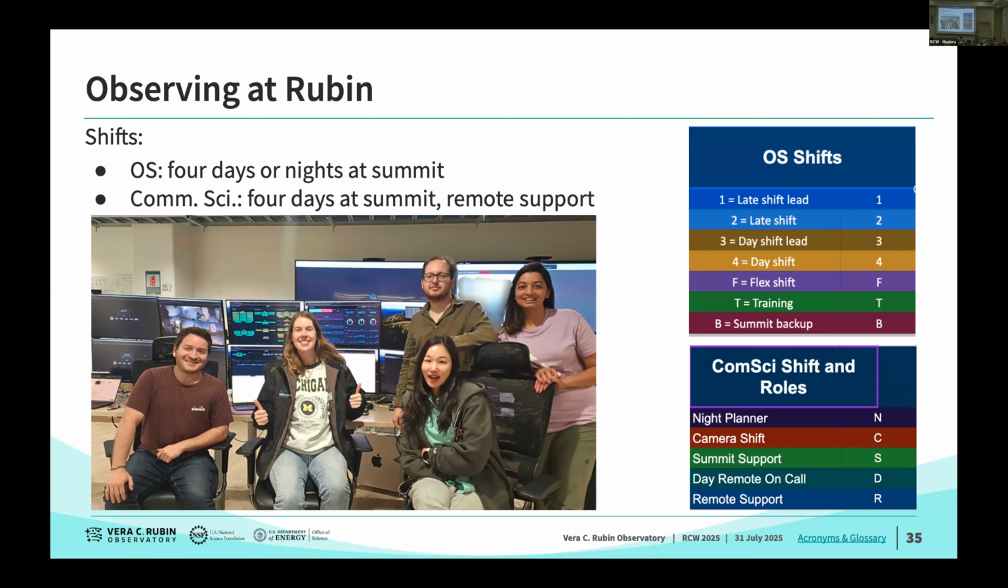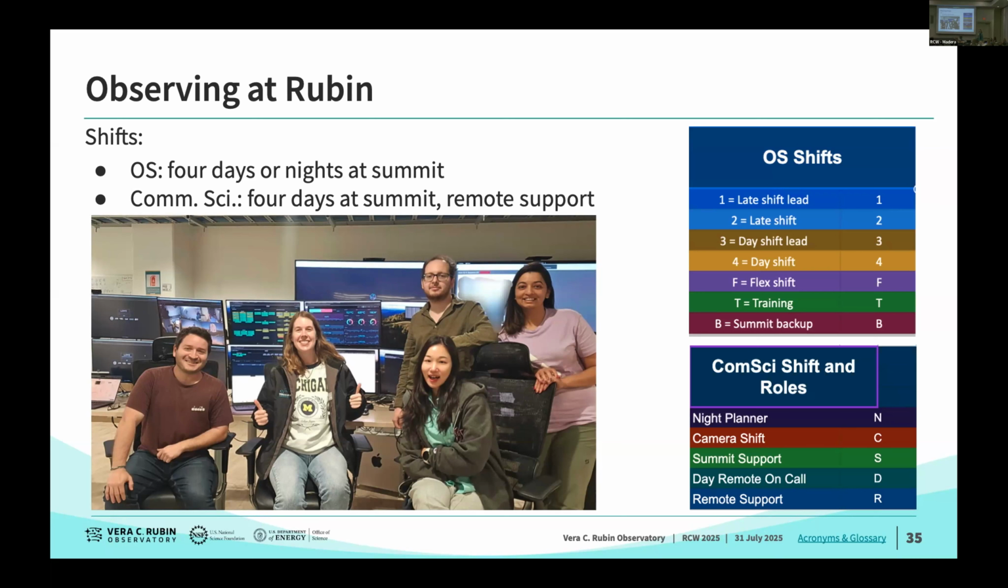And then they support us in a remote capacity during the nighttime as well as on the weekends. And commissioning scientists also take on different roles as well. They serve as the night planner, so they organize all of the tasks for each night and communicate that to the rest of the team.